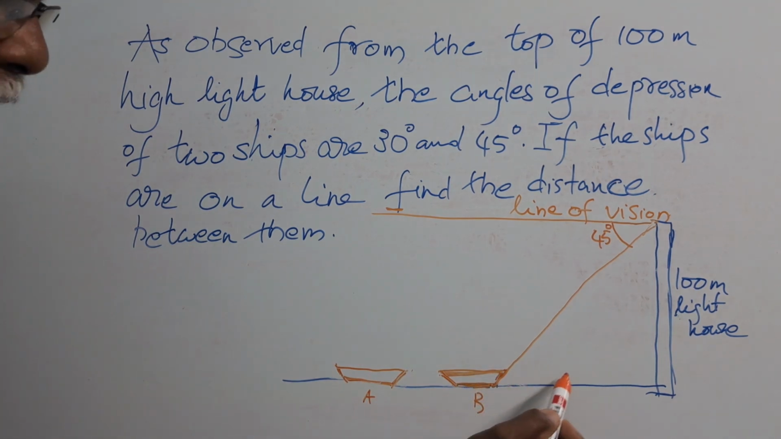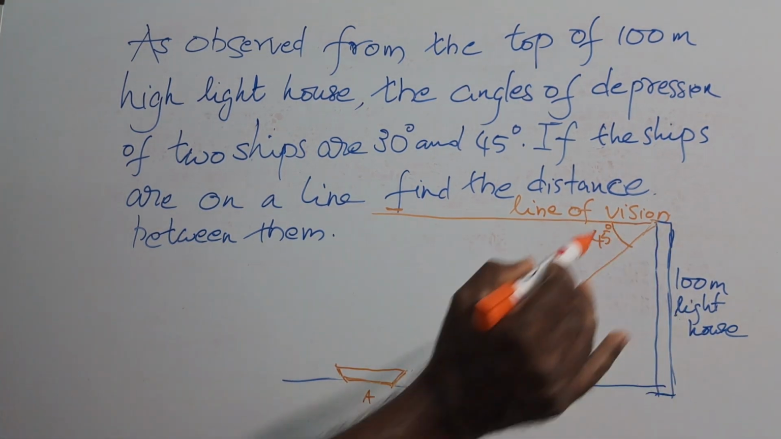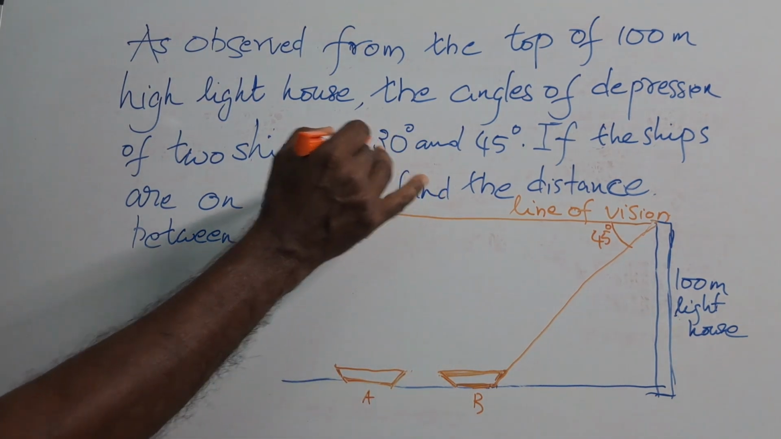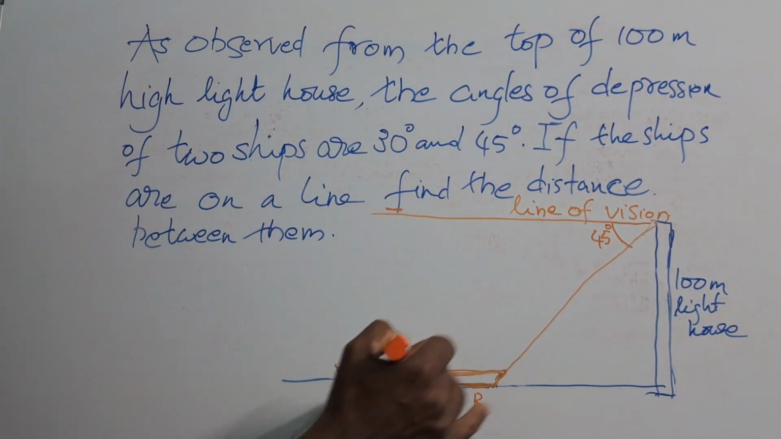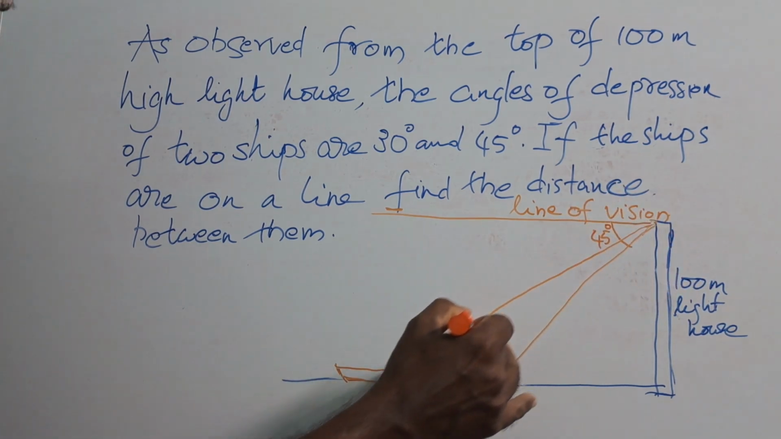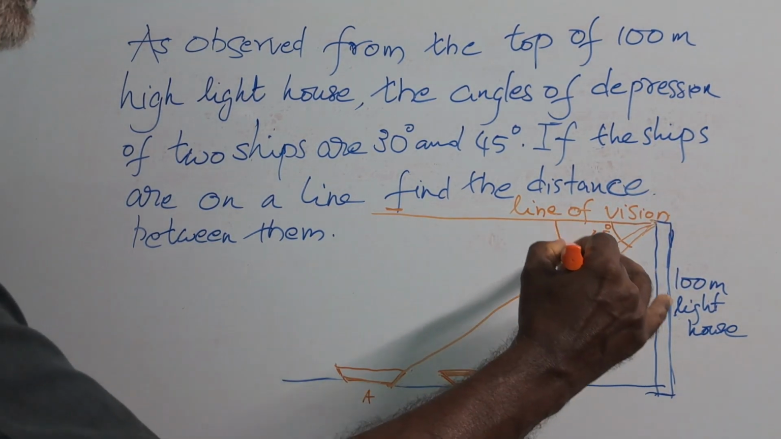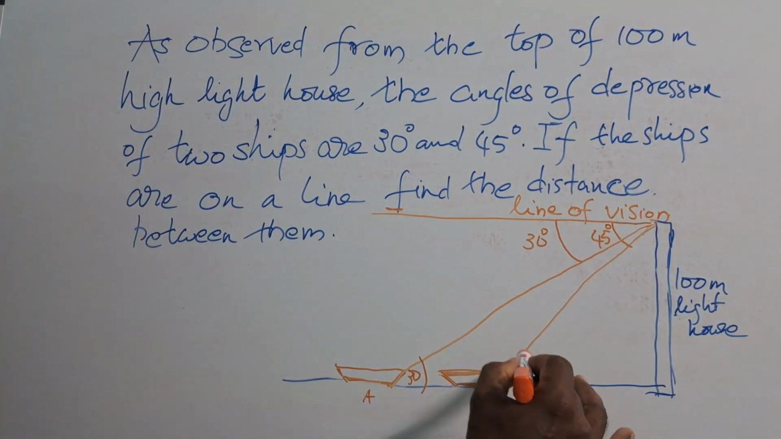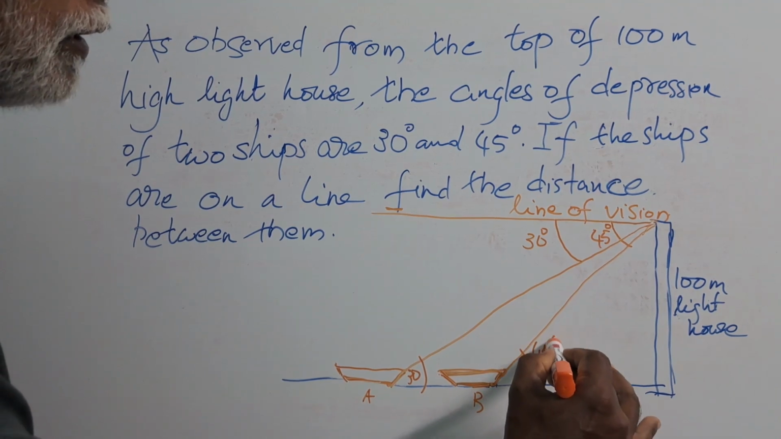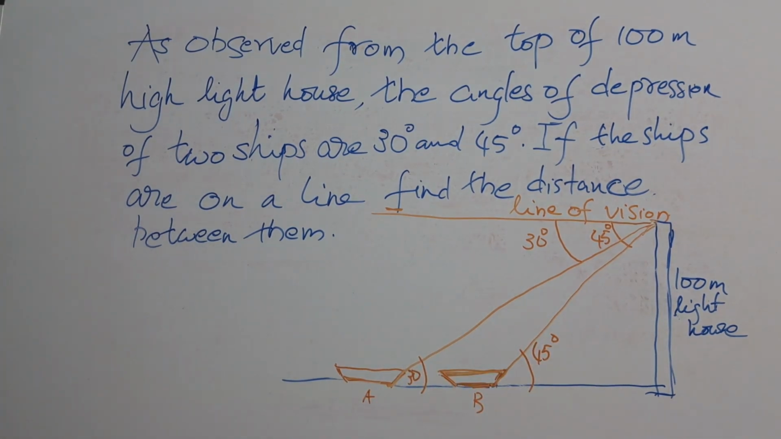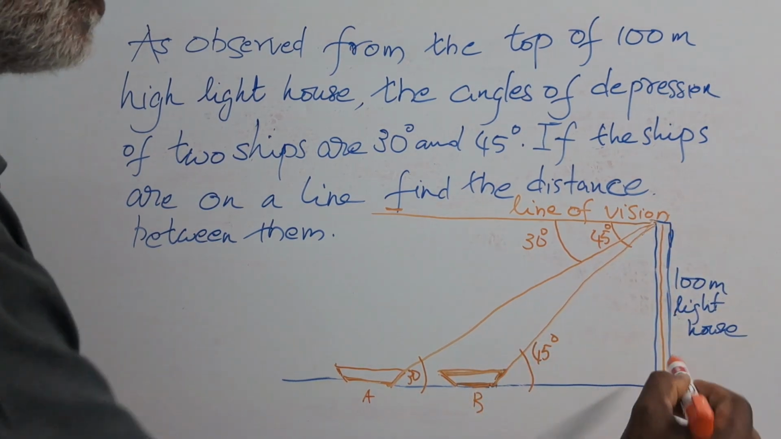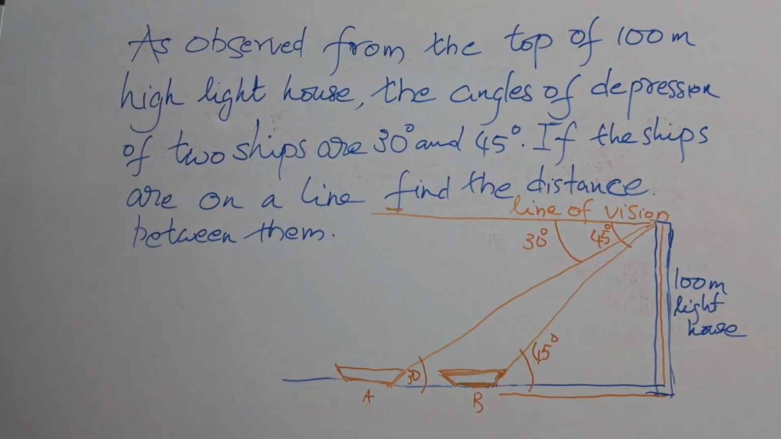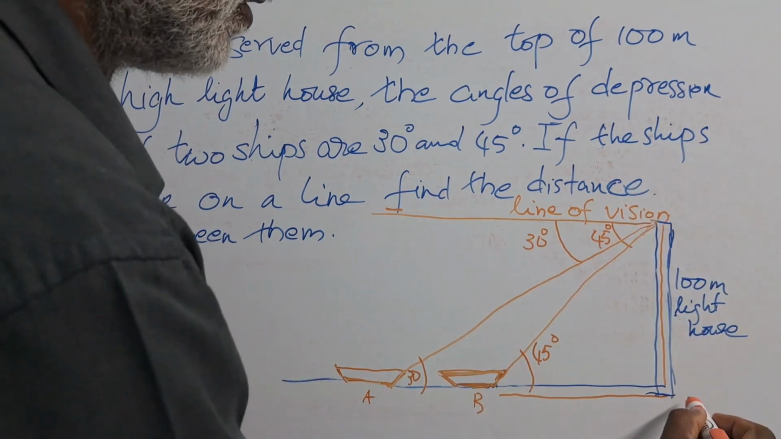When it moves nearer to the lighthouse, the angle further increases. Since 30 is the lesser angle, this is the angle of depression for the first ship, ship A. So this angle is 30 degrees. By alternate interior angles, this angle is 45 degrees. And concerning the 45 degree angle, if one of the angles is 45, it is clear that the opposite side and the adjacent side are equal, since this one, I call it OC.